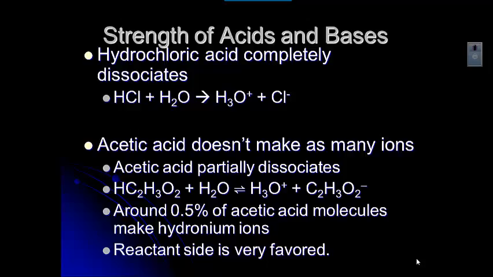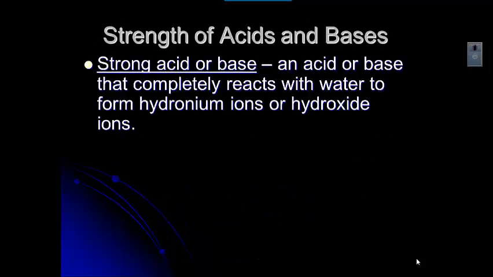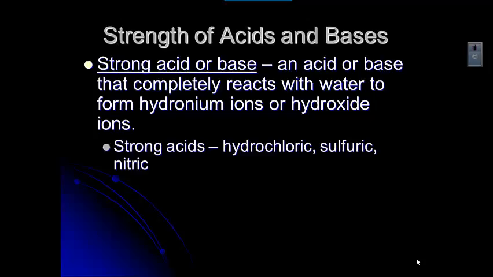And we say, when we look at that reaction, since most of the acetic acid molecules don't split, that the reactant side of that reaction is very favored. So when we talk about a strong acid or base, we're talking about an acid or base that completely reacts with water to form either hydronium or hydroxide ions. And when you think about it, you'll probably recognize these. The strong acids are hydrochloric acid, sulfuric acid, and nitric acid. There are others, but these are the only ones that you need to know for this class. You will need to memorize these. You'll need to know the difference between the strong acids and the weak acids.